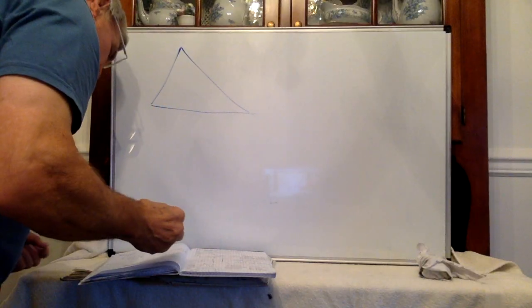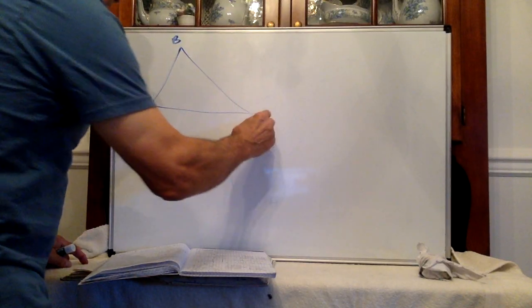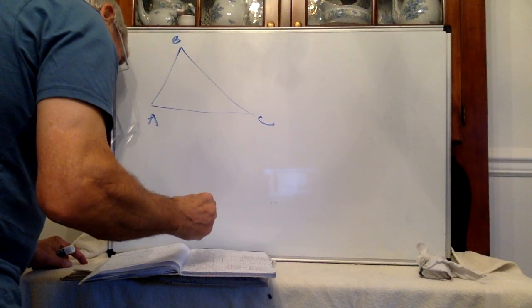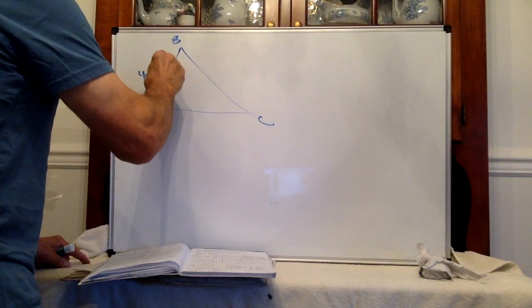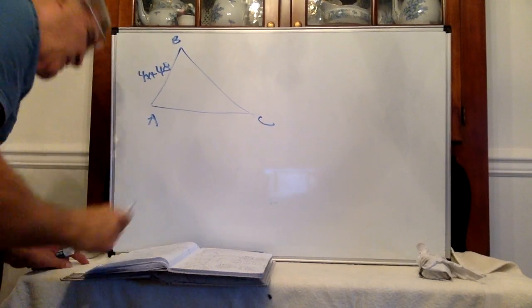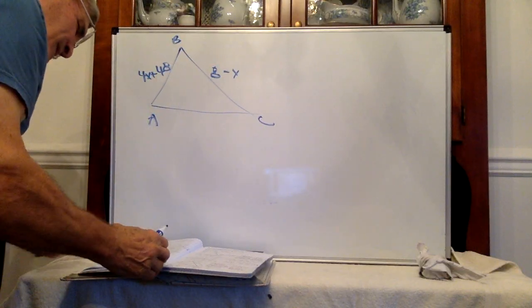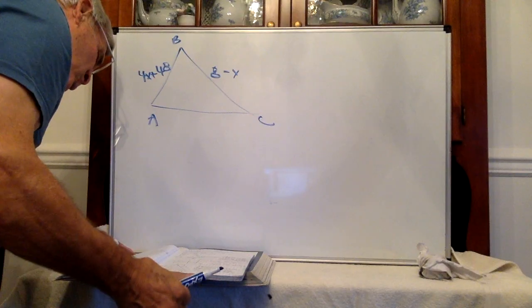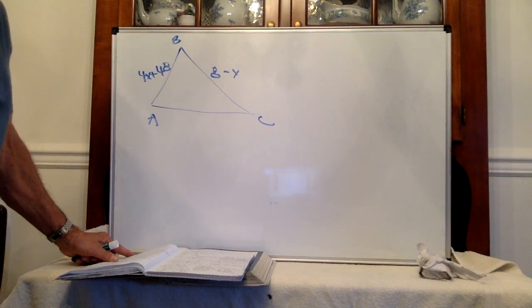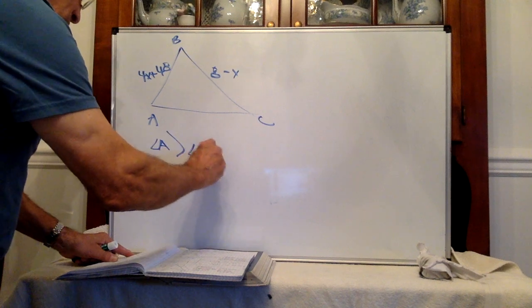Again, you started out with a triangle ABC. They told you that this side is 4x plus 48. And they told you that this is 8 minus x. And you were told that the angle A is greater than angle C.